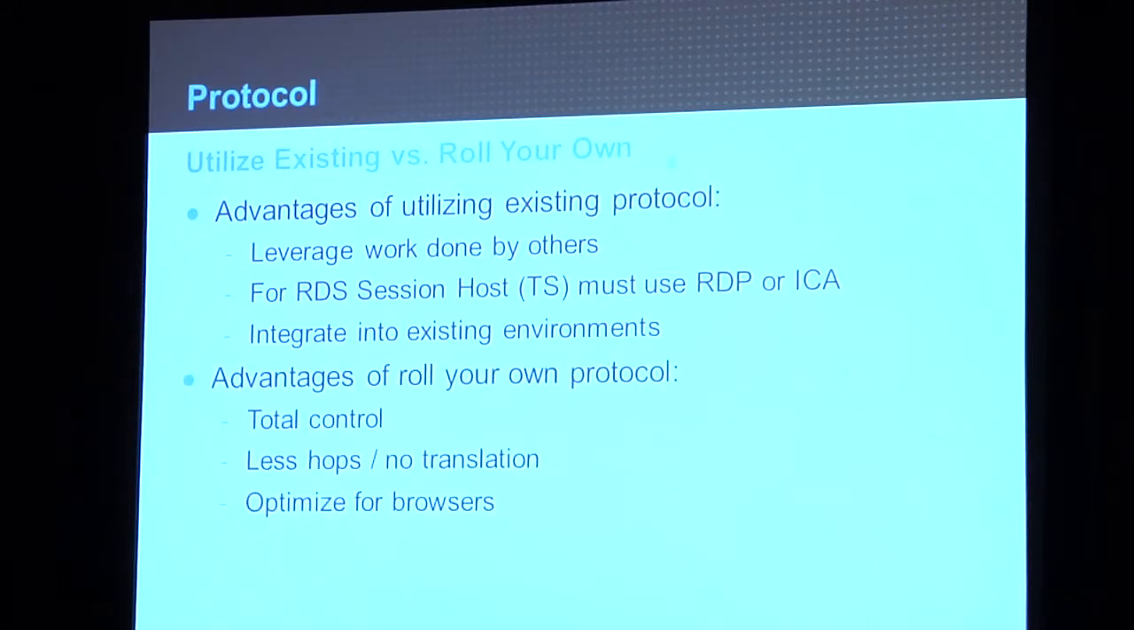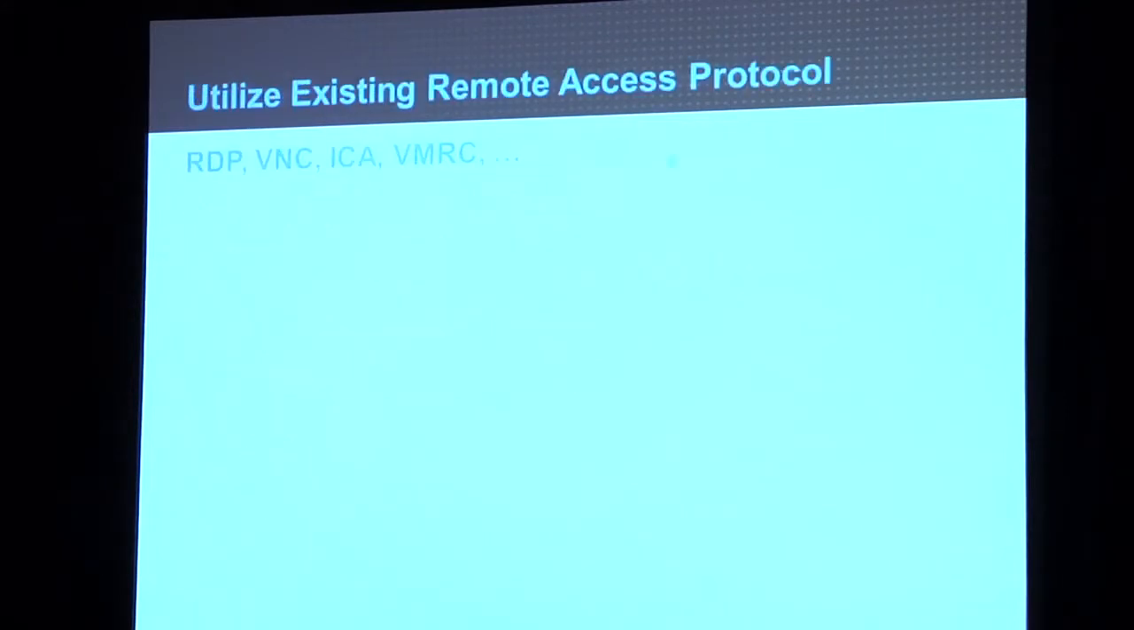On the other hand, there are advantages to rolling your own protocol. It gives you total control. Here you're kind of dependent on how that other protocol behaves, and it may behave in a way that's not really appropriate for what you're trying to do. There are fewer hops. We will see that utilizing an existing protocol actually requires you to introduce a translation layer in the middle, and it can be optimized for browser use.